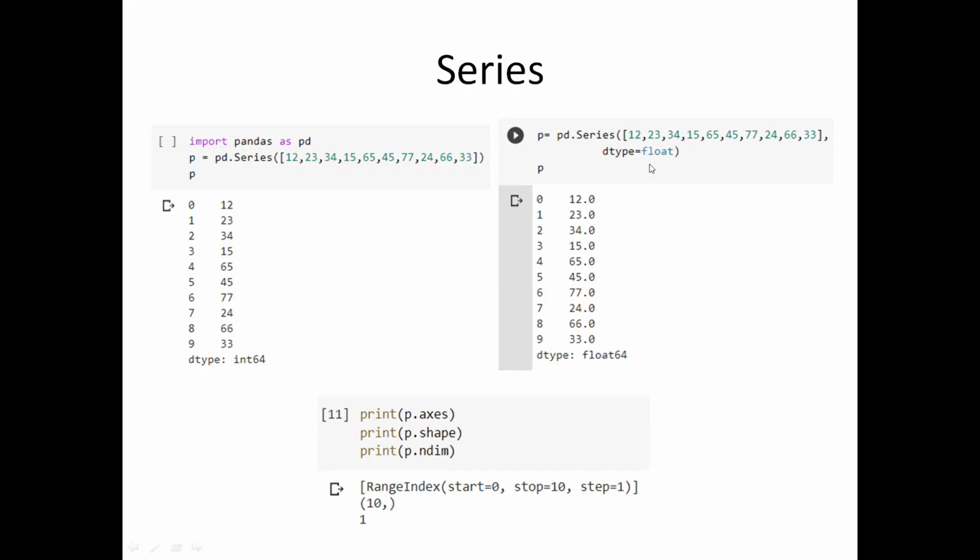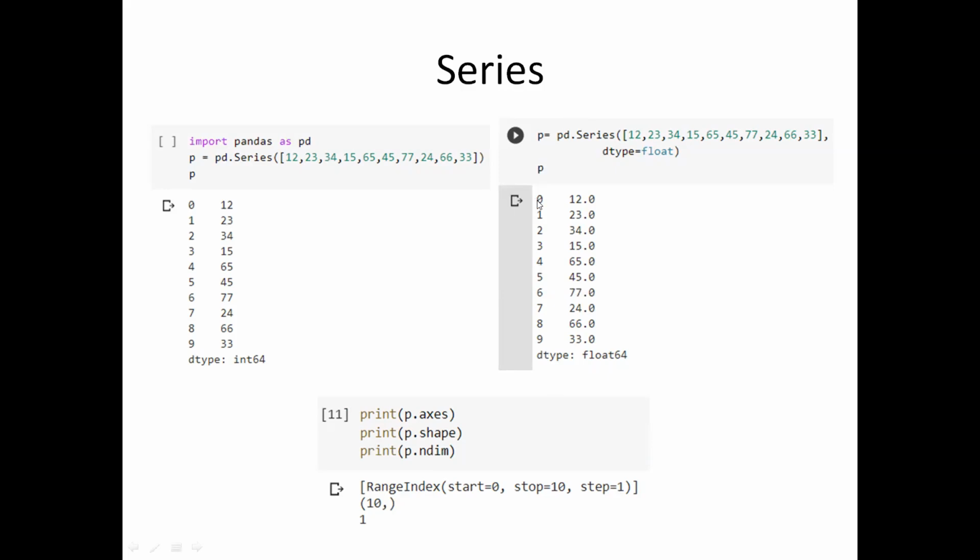You just have to mention the data type. It should be float. Now I want to perform some operation on this. I want to print the axis, shape and dimension of that. So it will give me the result. The axis is what? It starts from 0. Your indexing starts from 0 and it stops at 10, and I'm getting a step.